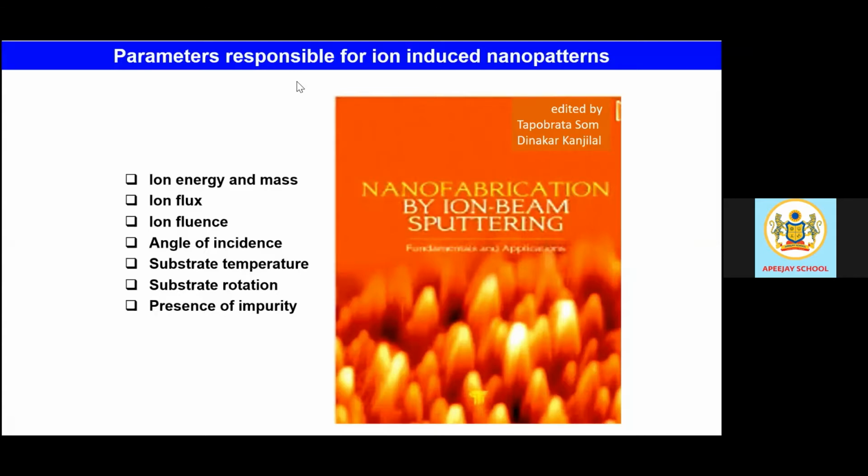Important thing is, please note down that although I have told you the other day that pattern formation using energetic ion beams actually depends on a large number of experimental parameters, for instance, ion energy and mass, ion flux, ion fluence, angle of incidence of the ions, substrate temperature, substrate rotation, presence of impurity, and so on and so forth. Out of that, almost every dependence I had shown the other day. Now, this is just part of recapitulation.